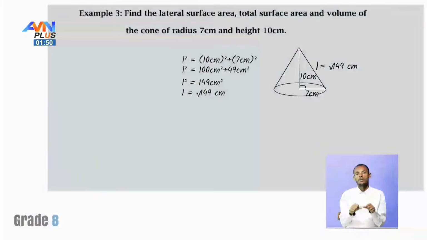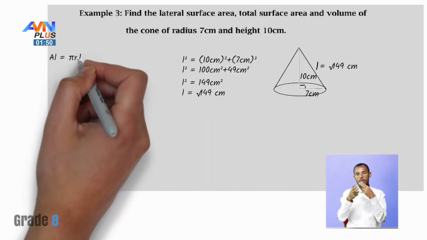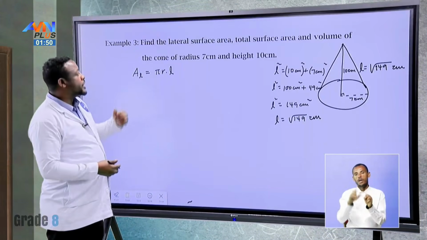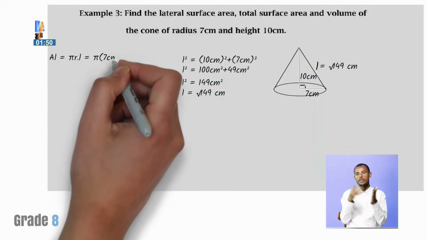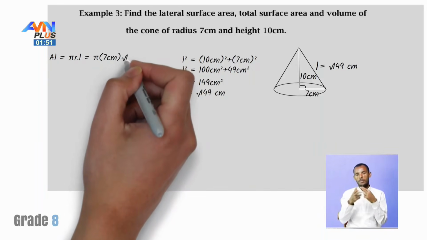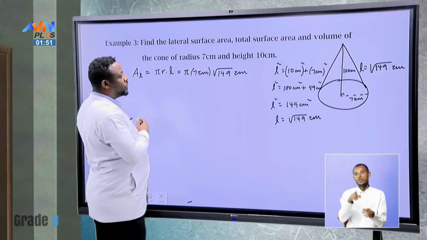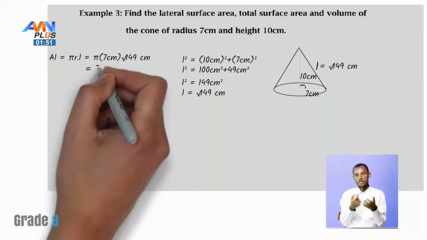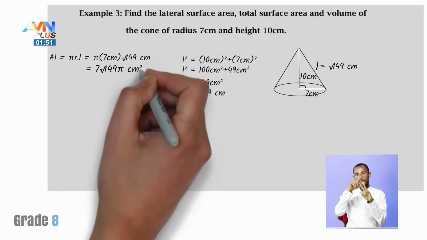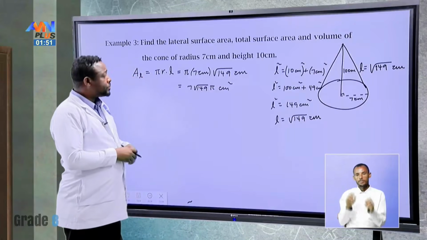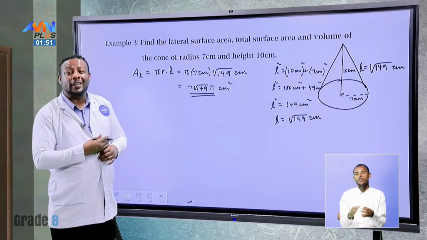The lateral surface area is the product of pi times r times l. So r is already 7. You can substitute everything here. It becomes pi times 7 centimeter times radical 149 centimeter. So you can put this like 7 radical 149 pi centimeter square. So this is the lateral surface area. I hope you got the same answer.